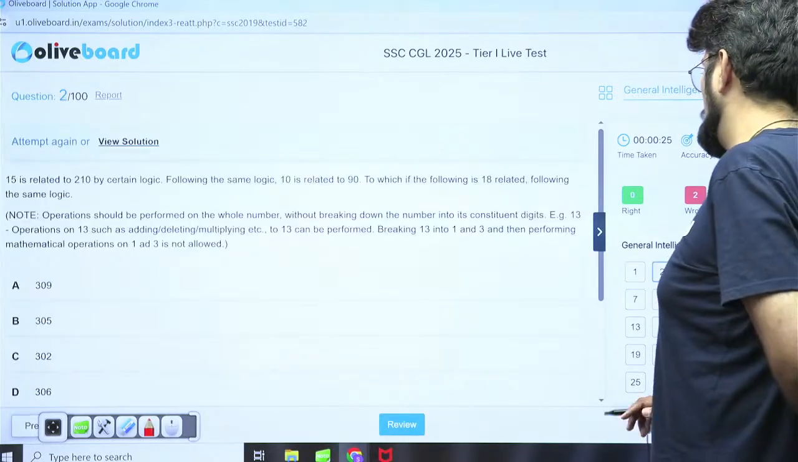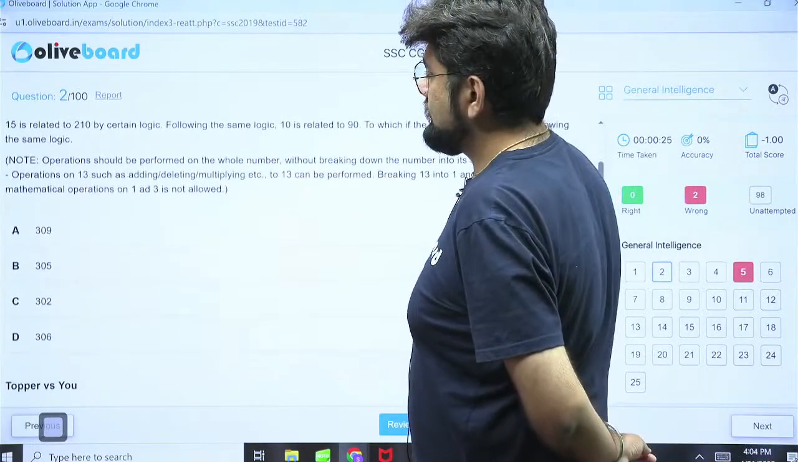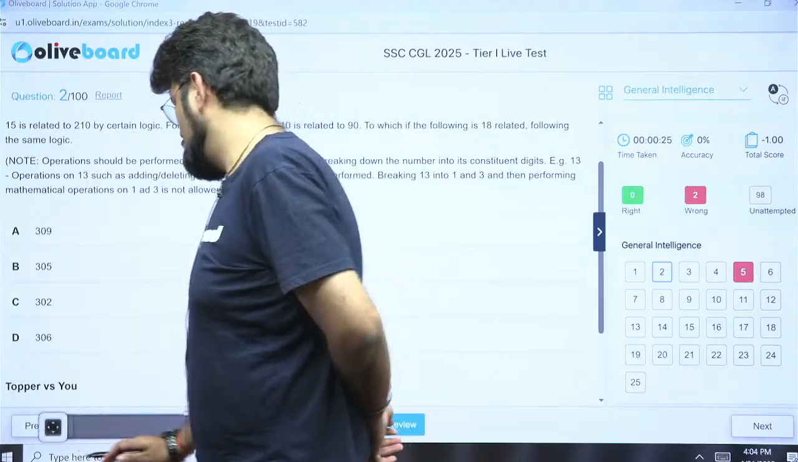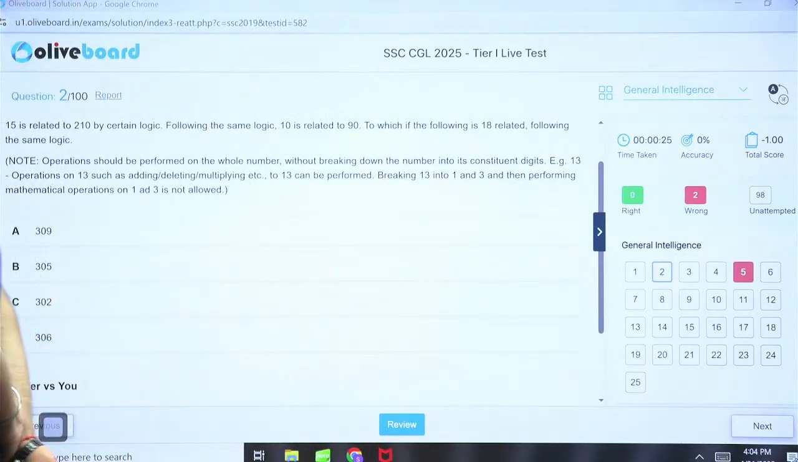Next, question number 2. Very easy question and a very popular question. Popular logic rather, I would say. Very easy question, very popular logic.